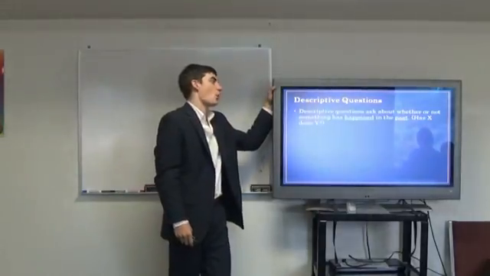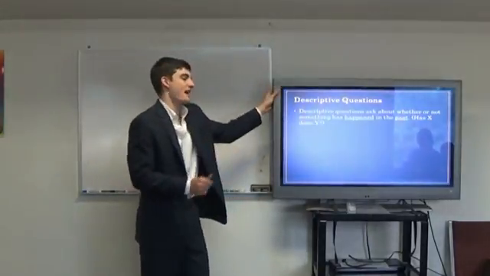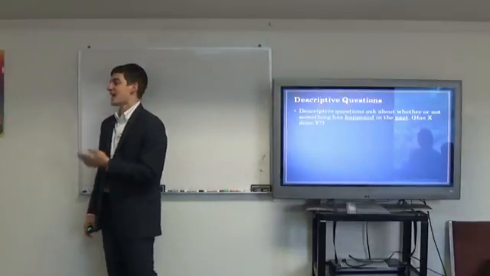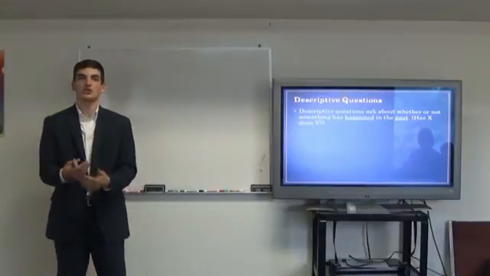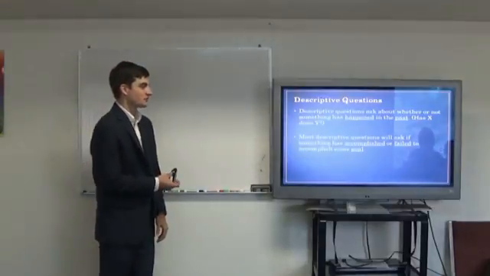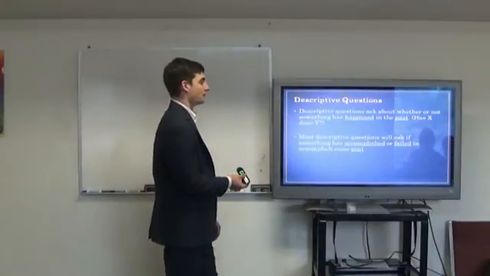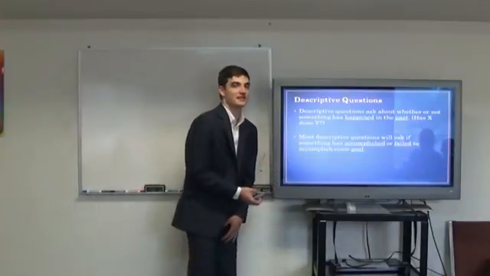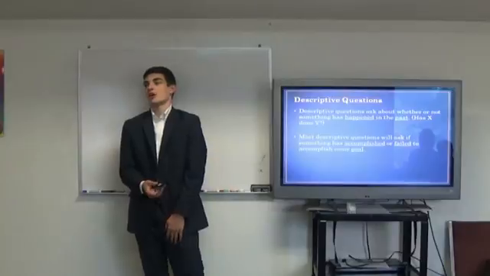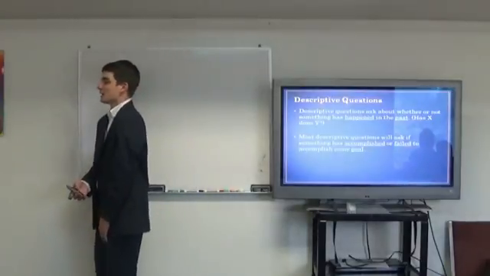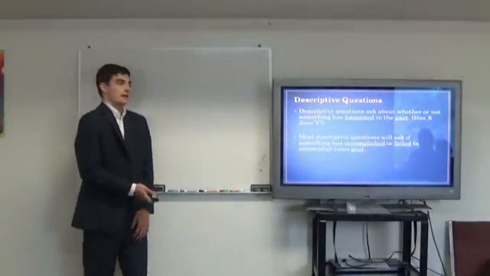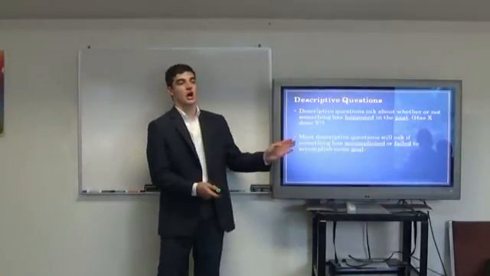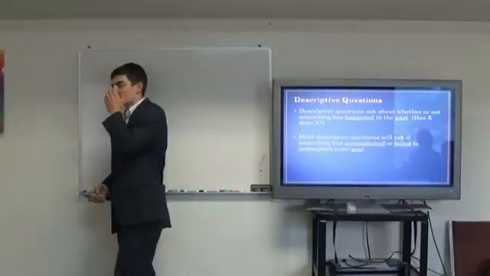Descriptive questions ask about whether or not something has happened in the past. In other words, has X done Y? Has X thing accomplished or achieved Y? Most descriptive questions will ask if something has accomplished or failed to accomplish some goal. So this would be something like, has Greece's economic reforms done anything for their economy? The answer is an unequivocal no. But basically, you're asking whether or not they've accomplished or failed to accomplish some goal.